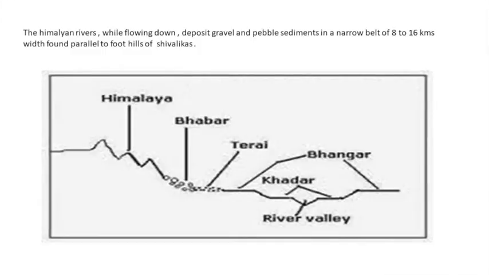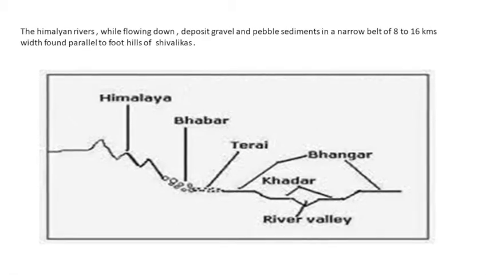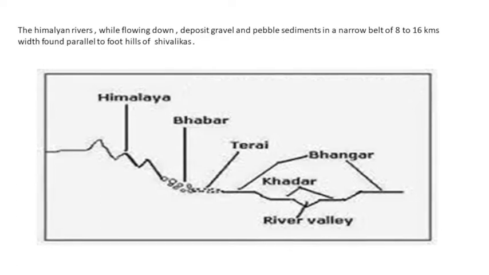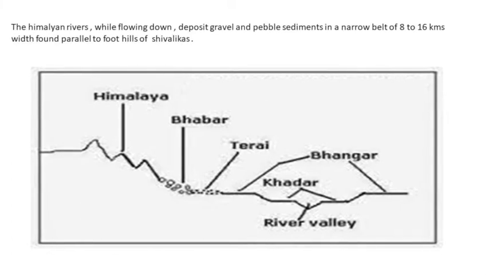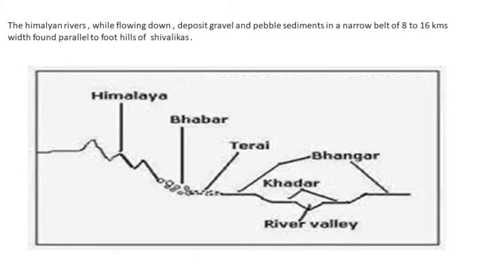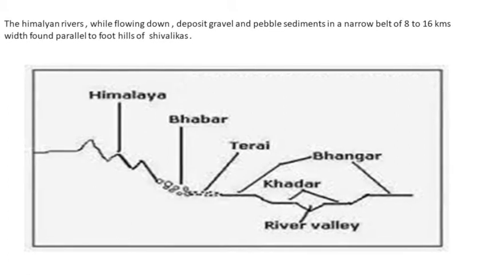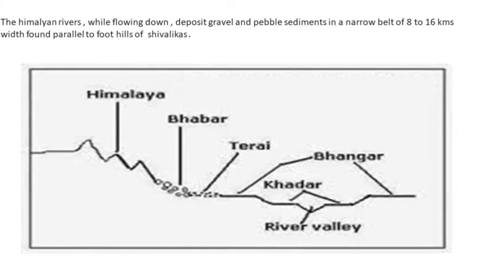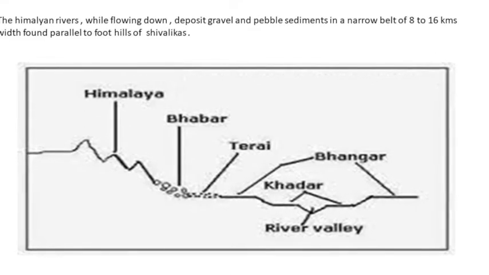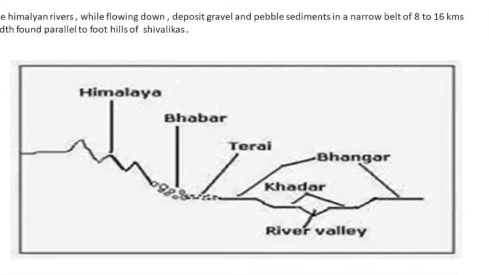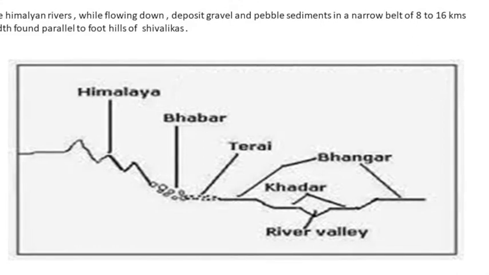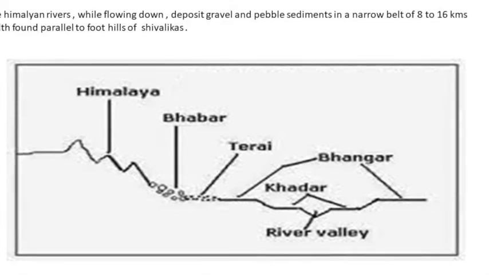The Himalayan rivers, while flowing down, deposit gravel and pebble sediments in a narrow belt of 8 to 16 kilometers width, running parallel to the foothills of the Shivaliks. In the picture you can see underneath the Himalayas small pebbles, which are referred to as Bhabar. Those are actually pebbles, so it acts as a sedimentary rock. When the water flows through those sediment rocks, small rivers and streams flow under them, and these rivers and streams come out through the marshy land which is known as the Terai.